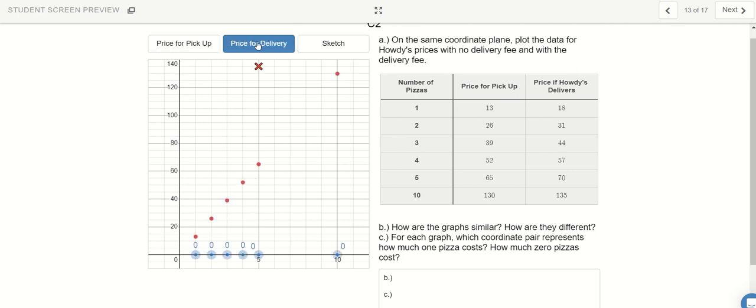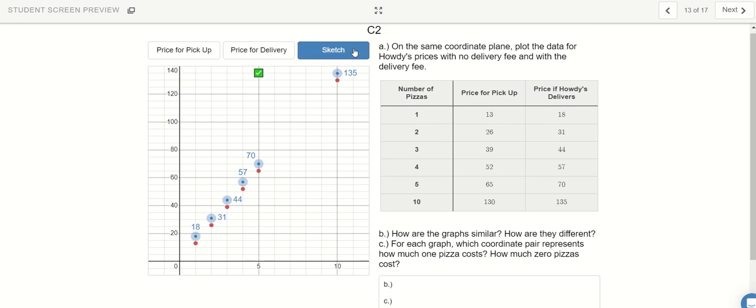All right, delivery is pretty simple. It's the same numbers, but again, it's going to be plus 5. So again, I know it's 13 for a pizza plus 5 more. 2 pizzas cost 26, and then 5 more, that would be 31. All right, 3 pizzas is going to be 44. 4 pizzas is going to be 57. And 5 pizzas is going to be $70 with delivery. Right, again, I know 10 pizzas cost $130, so delivery would add an extra 5. So now we're at $135.